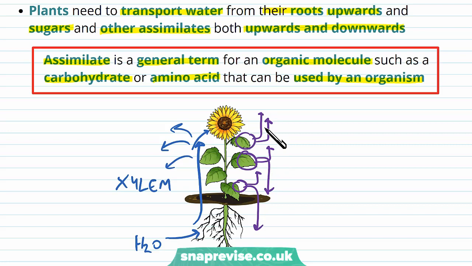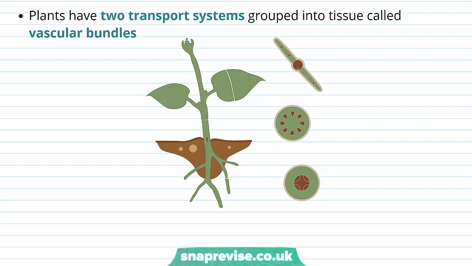Plants have two main transport systems, as we just said, and they're grouped in specific places. So we're talking about the two transport systems, which are the xylem and the phloem. The vessels that transport these two are grouped into tissues called vascular bundles. So if we were to take a cross-section of any part of a plant, vascular bundles exist in the middle.